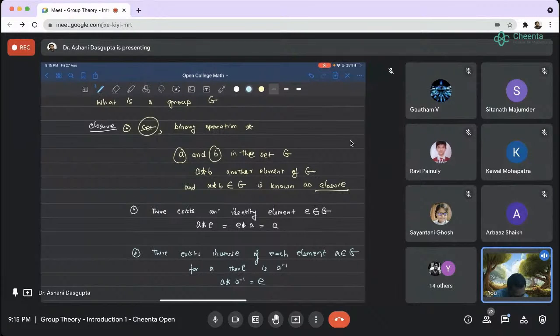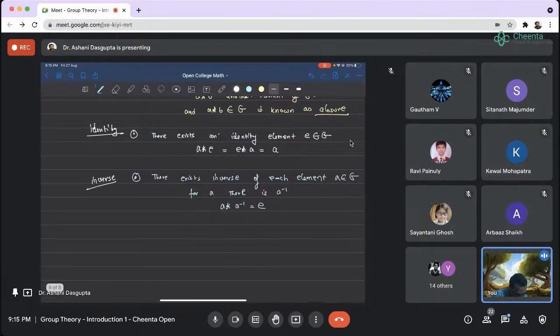So the second property is that the identity element exists. The third one is that the inverse exists. And finally, the star operation is associative, which basically means that A star B star C is equal to A star B star C, grouped either way. So the order in which you do the operation does not matter.